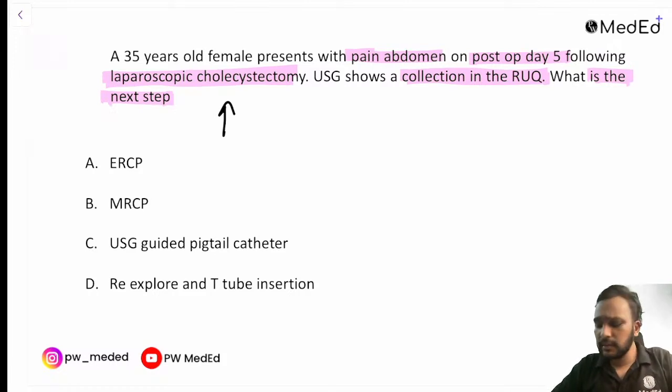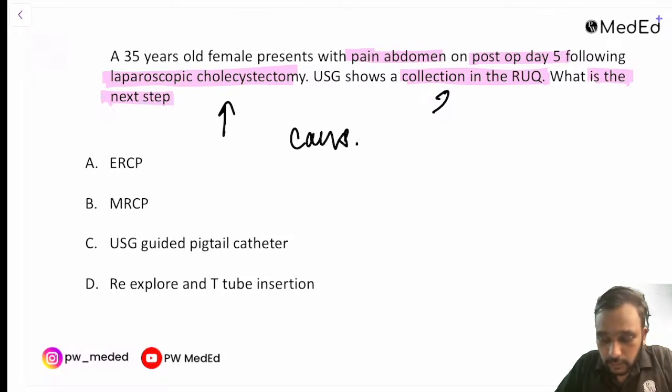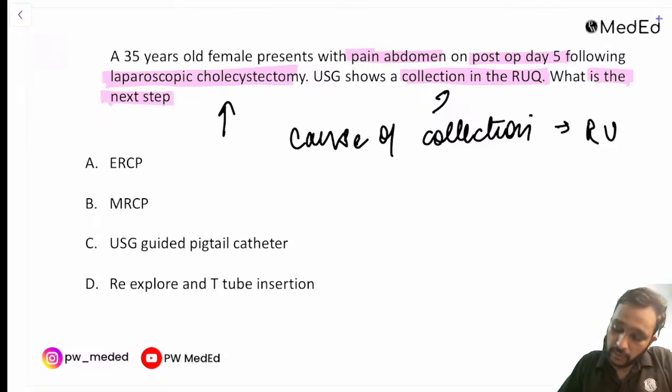Okay, so this is a very common scenario that happens in the surgical wards. The patient comes to the radiology department. They give that the patient has a history of lap cholecystectomy 5 days back. Now fluid is coming from the drain. Okay, what is the cause of collection in the right upper quadrant? Can anyone tell me what is the cause of collection in the right upper quadrant? Anyone? Dr. Kalyani, Dr. Sandesh?